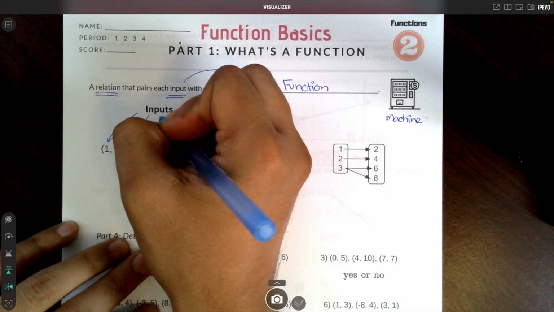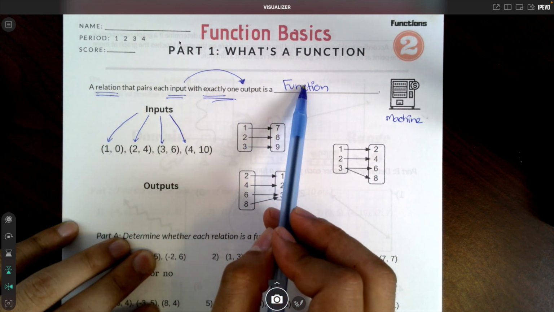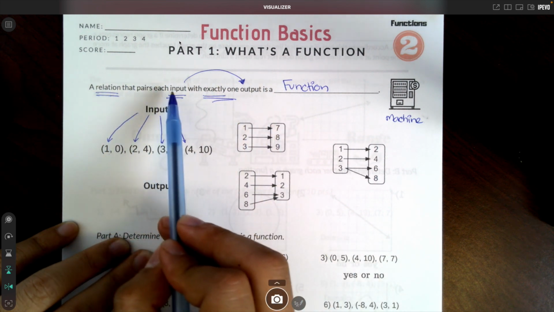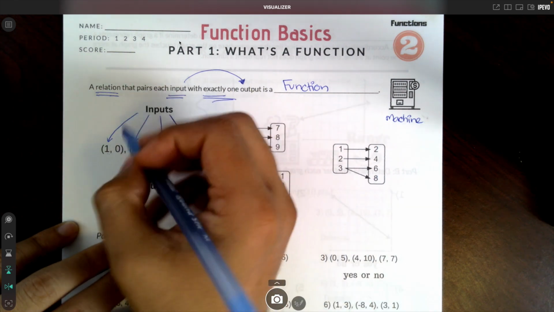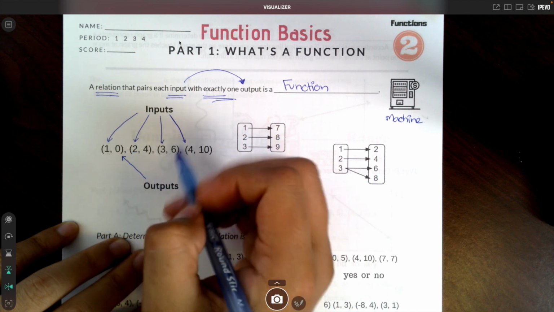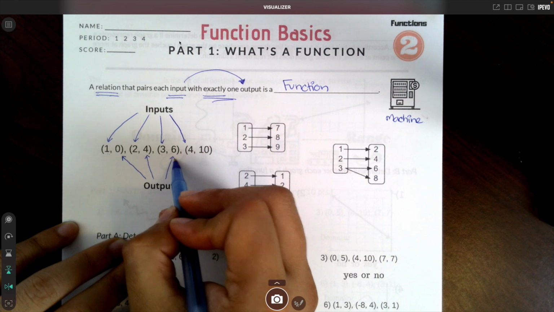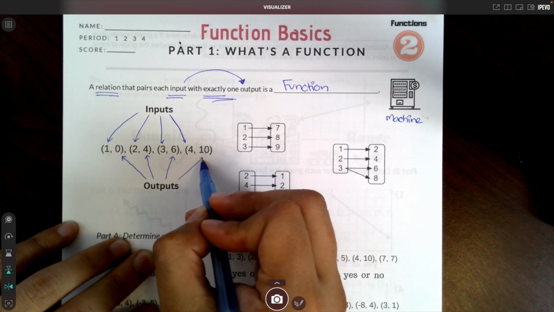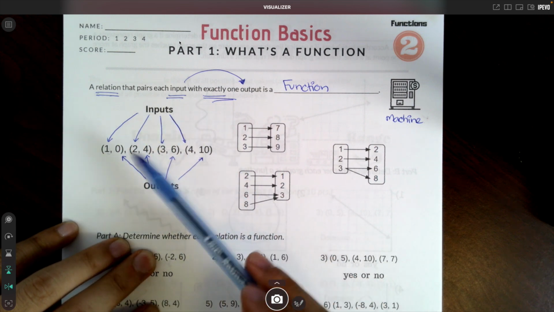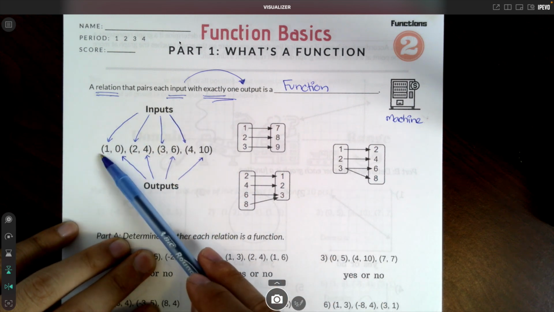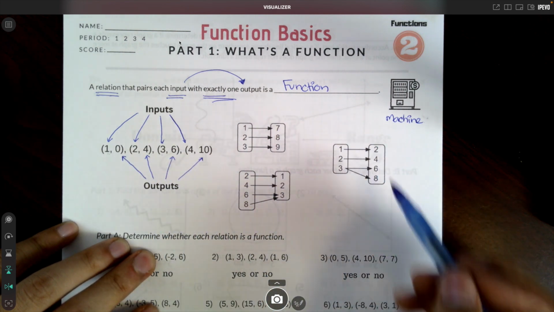What's going in? And the main thing that you have to understand is that a function is a relation that pairs each input with exactly one output. So for example, if I plug in 1, I get a 0 out. I plug in a 2, I get a 4 out. I plug in a 3, I get a 6. Plug in a 4, get a 10. Now, this is a function. This works. It's not broken. If I press one button, I get something different. There's nothing that repeats. When a function isn't working, it's like this example over here.